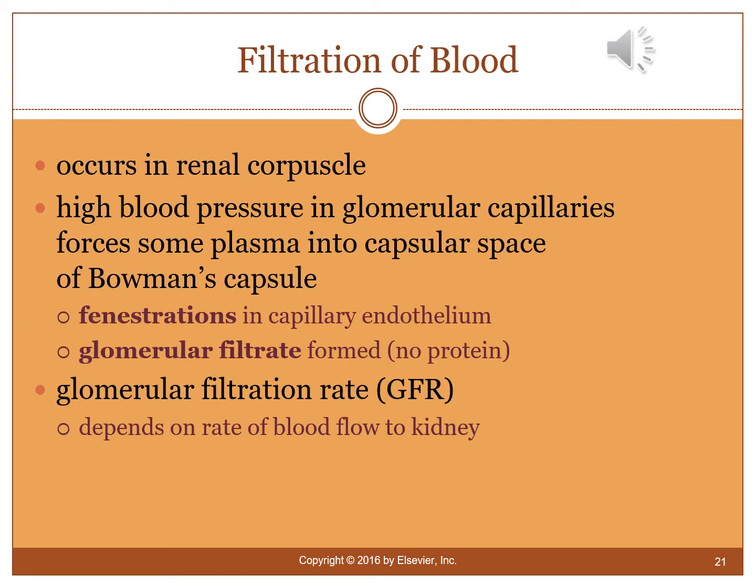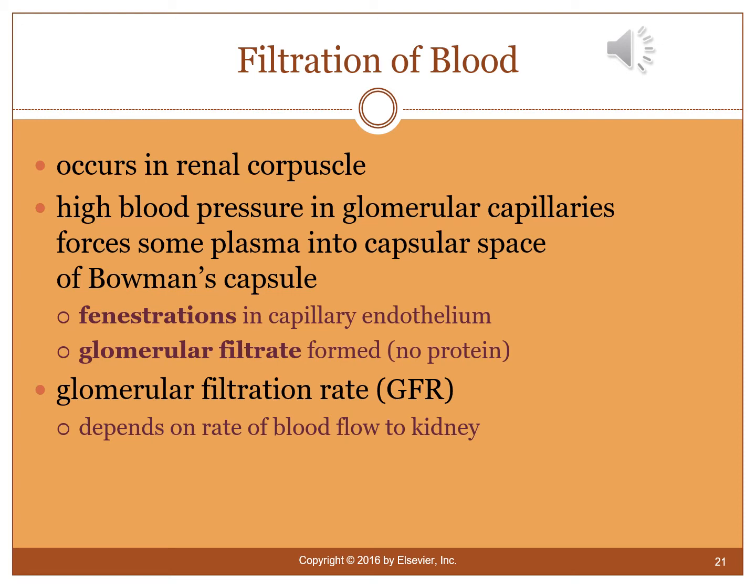So the filtration of blood occurs in the renal corpuscle by high blood pressure that forces the blood through the glomerular capillaries and forces some plasma into the capsular space. The fenestrations in the capillaries of the endothelium allow this, and the glomerular filtrate is then formed.